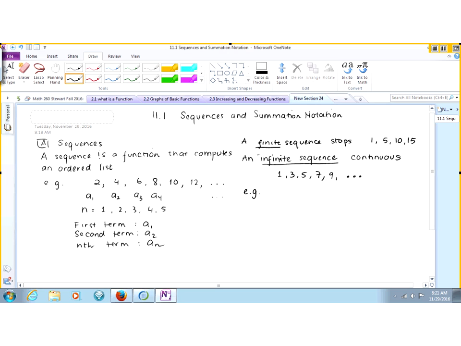So, for example, find the first 3 terms of a sequence. Number 1, a_n is equal to (n plus 1) over (n plus 3). And then number 2, a_n is equal to (negative 1) to the n divided by 2. So can you find the first 3 terms?